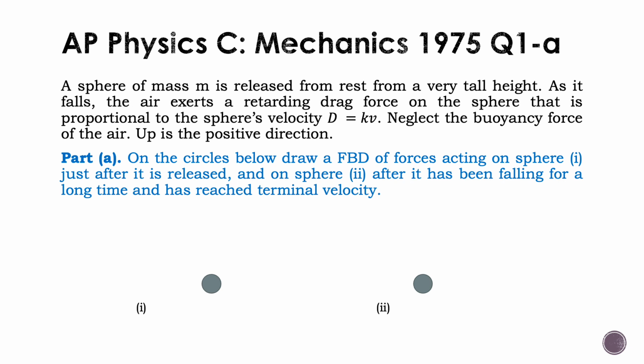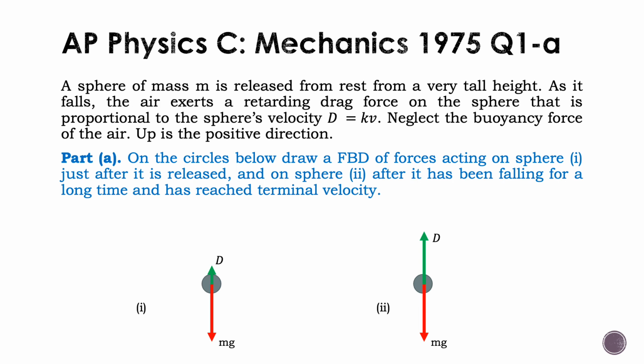So part A of the question is basically drawing free body diagrams. On the free body diagram on the left, it wants the forces acting on the sphere just right after it's been released. And on the one on the right, they want you to draw a free body diagram of when it reaches terminal velocity. So we just went through this with the leaf.